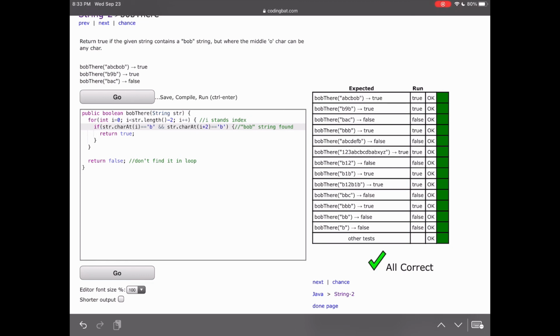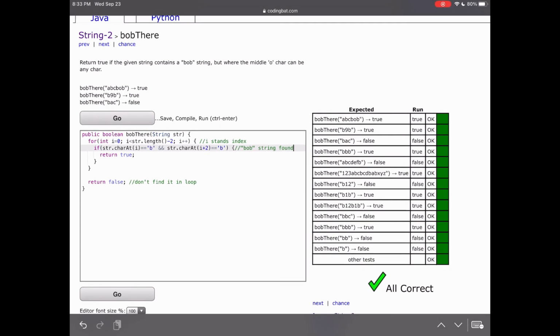So we're going to go through one more example. If you have questions about this one, please write them down. We can talk about them in class tomorrow.